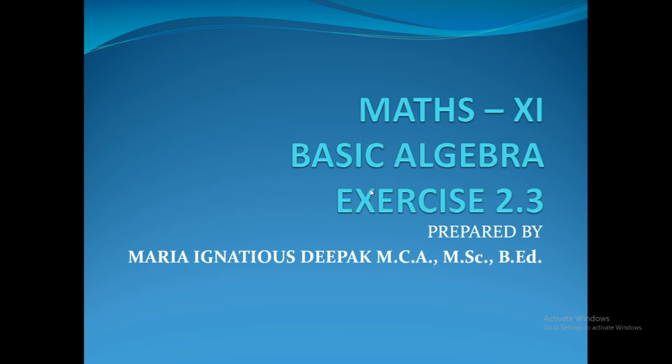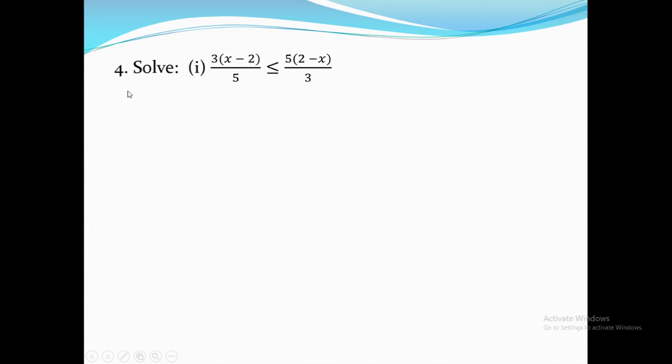Exercise 2.3 Basic Algebra. Sum number 4. Solve (3 into x minus 2) by 5 is less than or equal to (5 into 2 minus x) divided by 3.